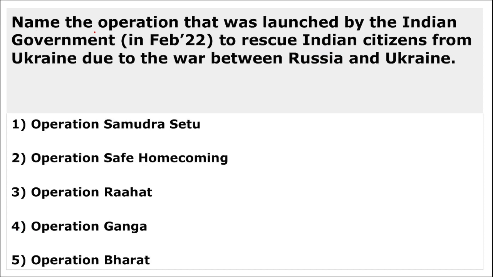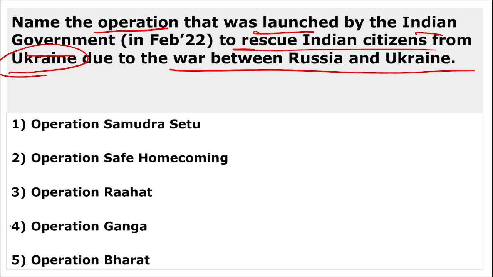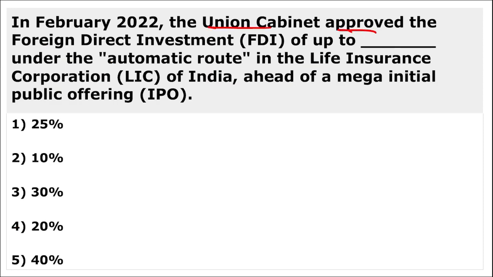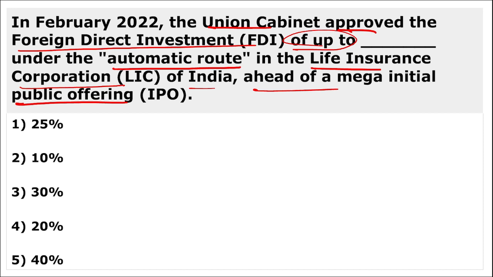Next, name the operation that was launched by the Indian government to rescue Indian citizens from Ukraine due to the war between Russia and Ukraine. This was one of the first questions that we saw in the video. It is Operation Ganga. The Union Cabinet approved foreign direct investment of up to dash under the automatic route in the Life Insurance Corporation of India ahead of a mega initial public offering. It is your dash. Tell me how much percent?